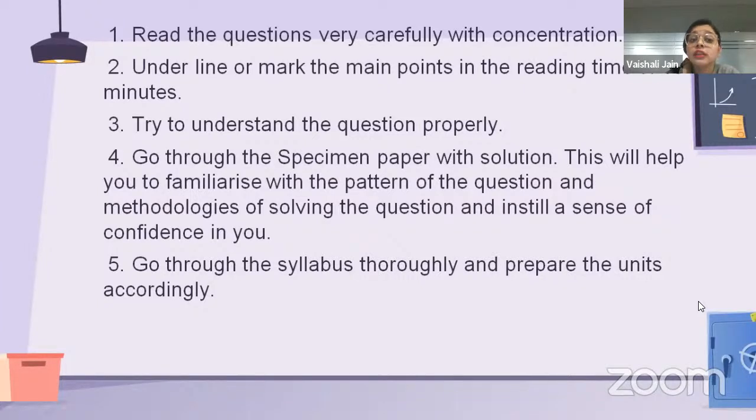Then we have asked the child to go through the specimen paper with solution. This will help them familiarize themselves with the pattern of the questions and methodologies of solving the questions, and instill a sense of confidence. Go through the syllabus properly, prepare the units accordingly.